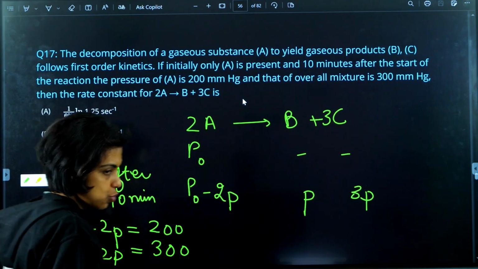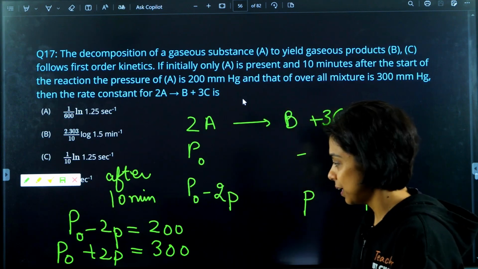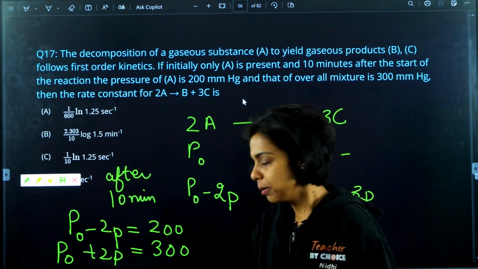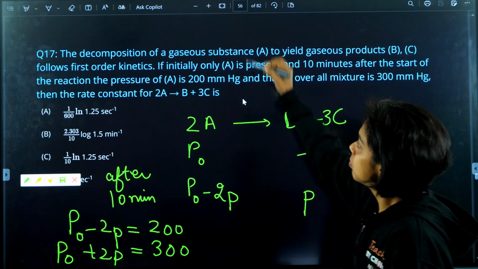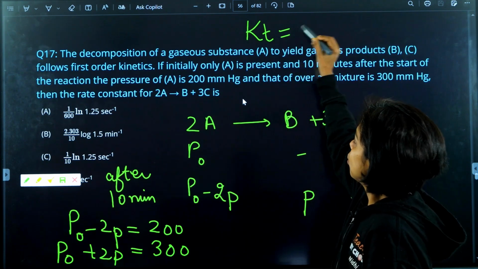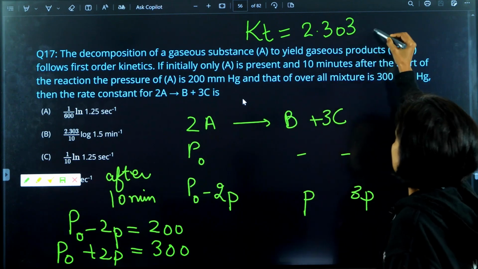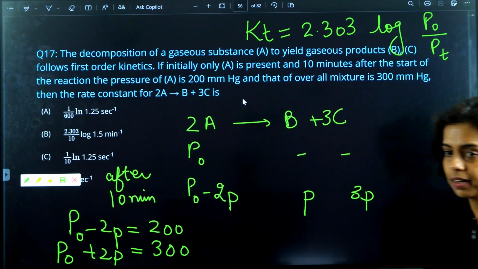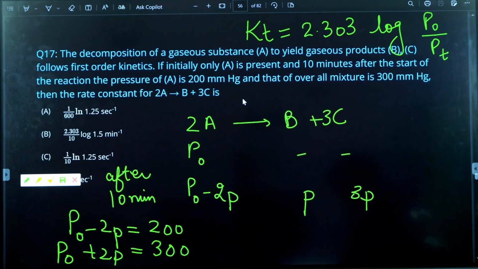So we get two equations, two variables. We can easily solve for the value of P and the value of P naught. Now, kt is equal to 2.303 log of P naught, the initial pressure, by P naught minus 2P. So the first order kinetics equation we are going to put, nothing else, very simple, right? You calculate P and P naught using the two equations, and putting the values, you can get your answer very easily without any doubt.